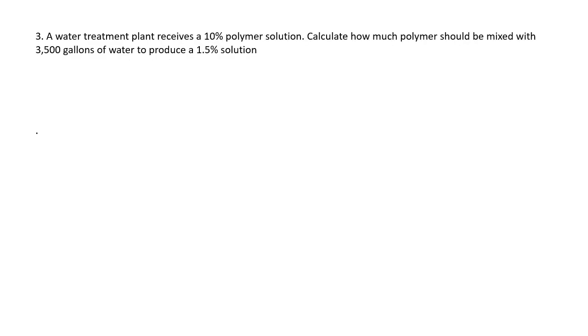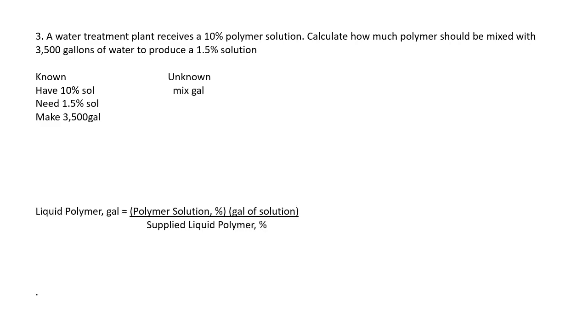Question number 3. A water treatment plant receives a 10% polymer solution. Calculate how much polymer should be mixed with the 3,500 gallons of water to produce a 1.5% solution. Again, we start with our knowns and unknowns. What we have is a 10% polymer solution. What we need to make is a 1.5% solution. We're going to make 3,500 gallons of that. And what we don't know is how many gallons of the 10% solution we're going to have to mix.